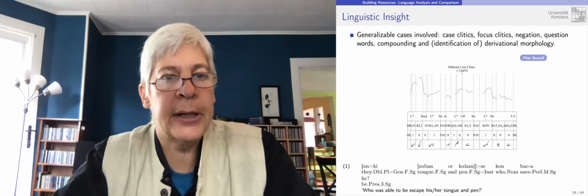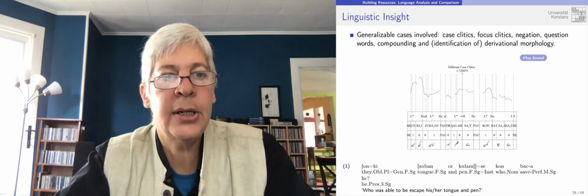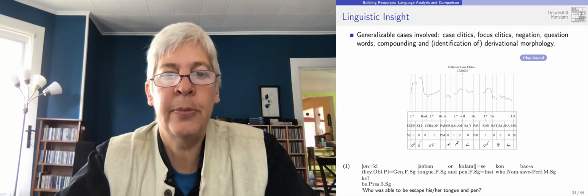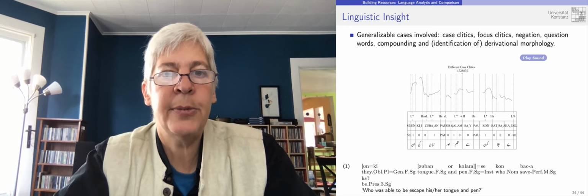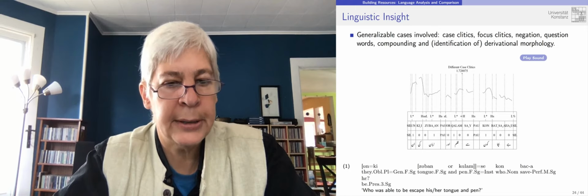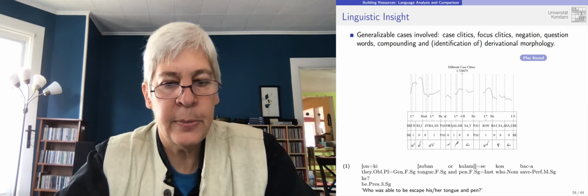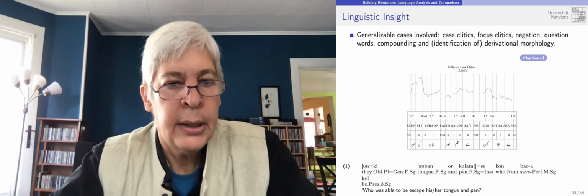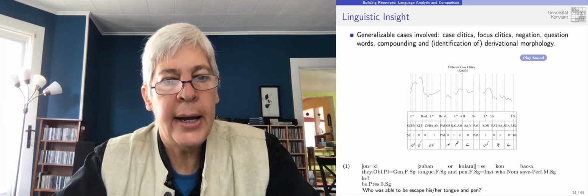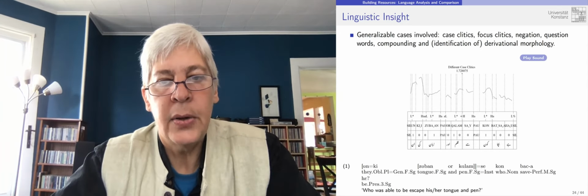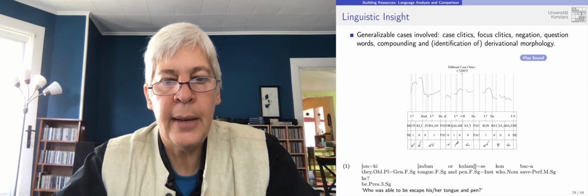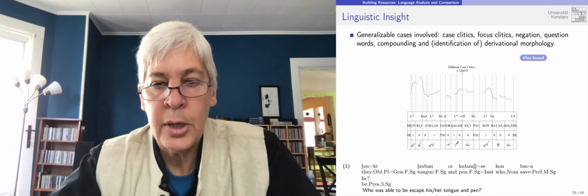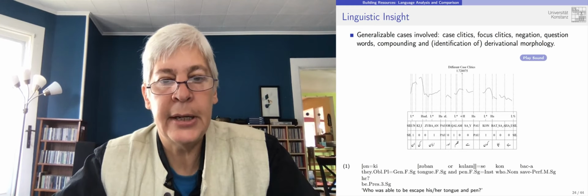Some of the generalizable cases involved case clitics, focus clitics, negation, question words, compounding, derivational morphology. As a linguist, you know that these tend to have special properties, so it's not surprising that they have special properties with respect to prosody. So here's an example. Unki zaban o kalem se kon bacha hai? It's a question. Well, it's supposed to be a question. And you can see there's supposed to be a low high, but here's a very, very steep drop. Here's a low high. It's higher than the other ones. That's not supposed to happen, but this is a question word. You can see that here. Question words tend to have a focus intonation on them, so that makes sense there.